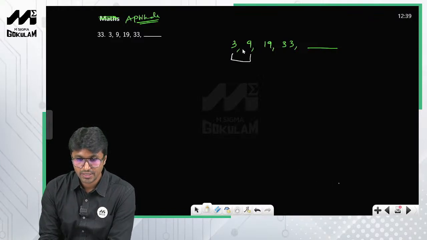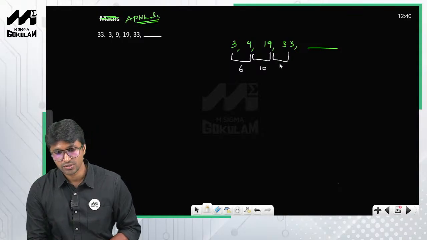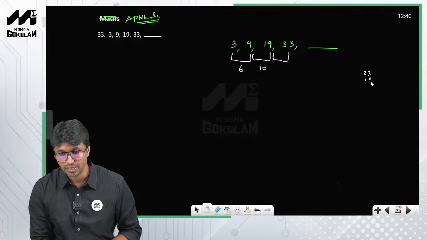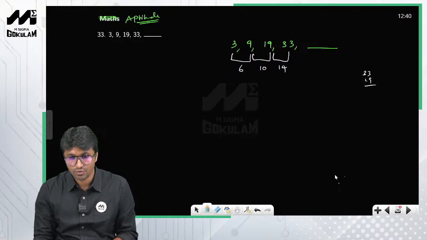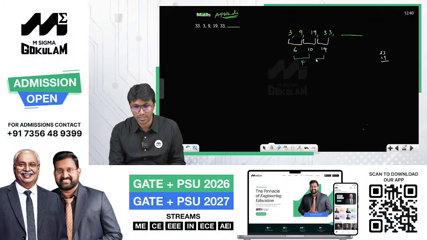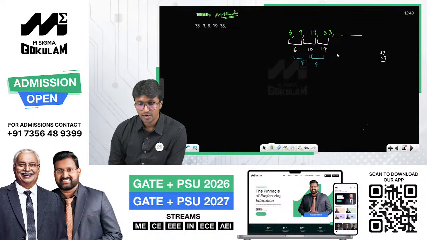9 minus 3 is nothing but 6. 19 minus 9 is nothing but 10. 33 minus 19 is nothing but 14. I don't see any pattern here, so the difference between these differences is 4, and the next difference is also 4, so the next difference should also be 4.